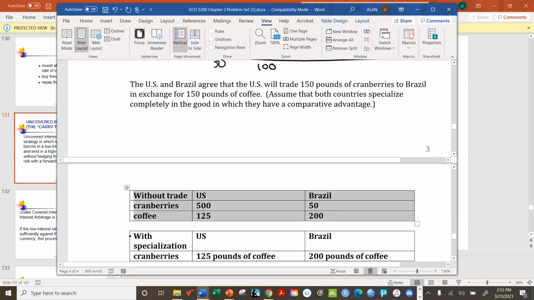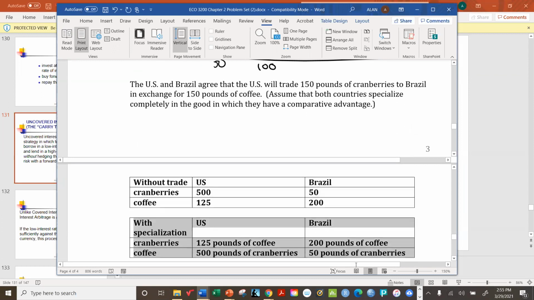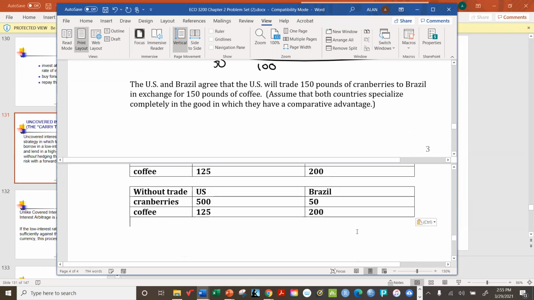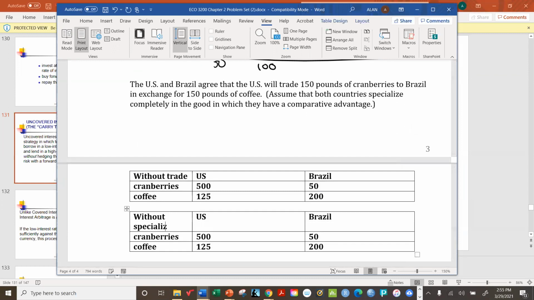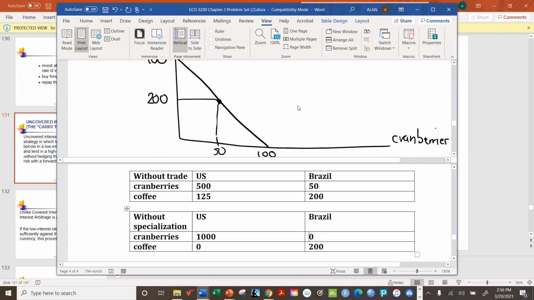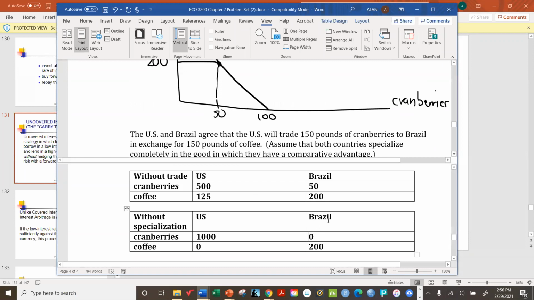Okay, now with specialization then, what happens is with specialization, the U.S. can make 1,000 pounds of cranberries, but no coffee. Whereas Brazil makes no cranberries, but they can make up to 400 pounds of coffee. All right, that's much better.